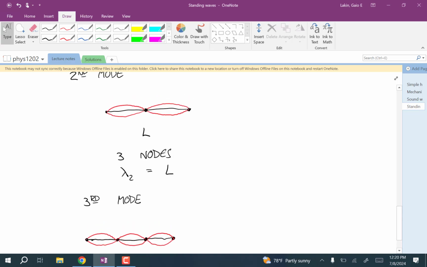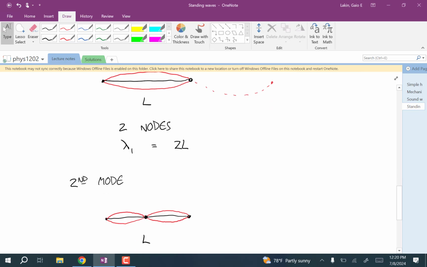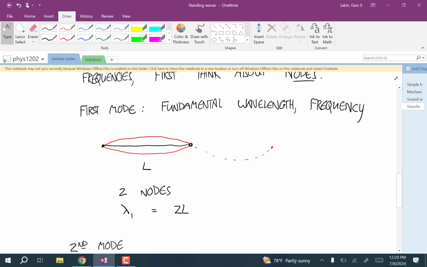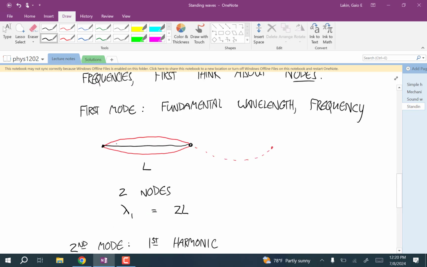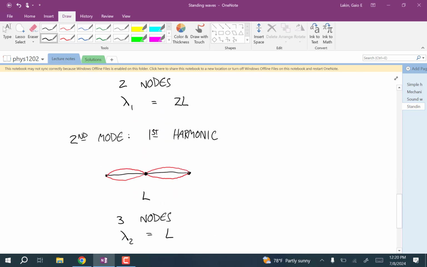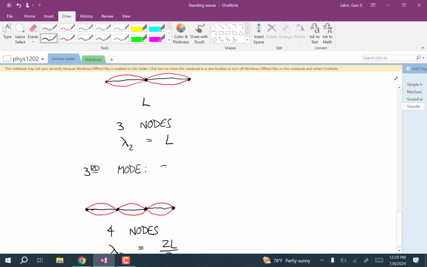Okay, and I'm going to give these names based on which mode we're in. This first mode is going to be called the fundamental wavelength with what's called the fundamental frequency. The second mode is what I'm going to call the first harmonic. Some people call the first mode the first harmonic and so on, but I'm going to do it like this. So the second mode is the first harmonic. The third mode is the second harmonic, and so on.